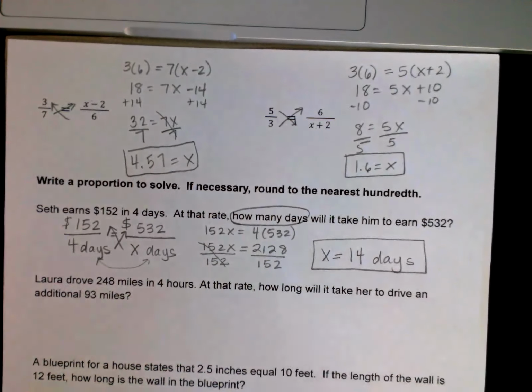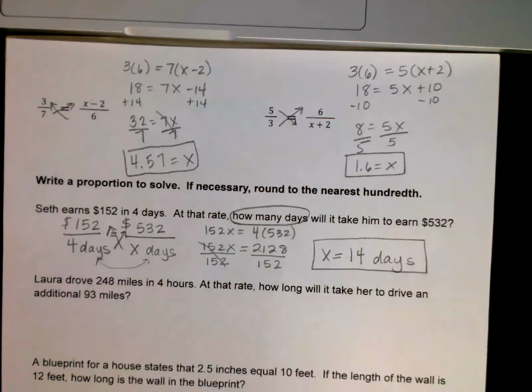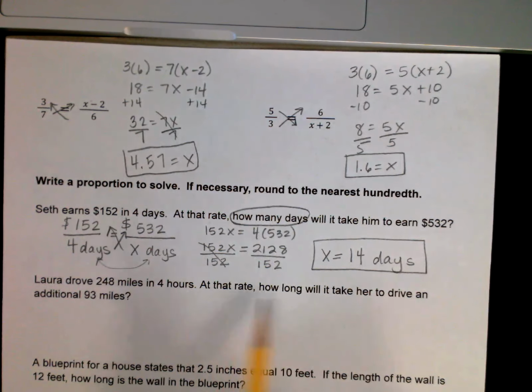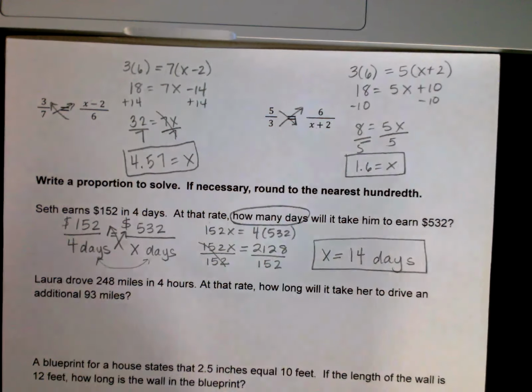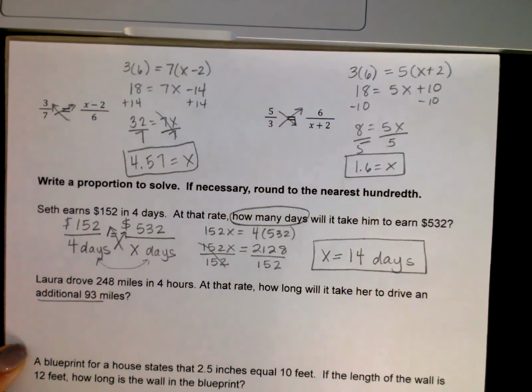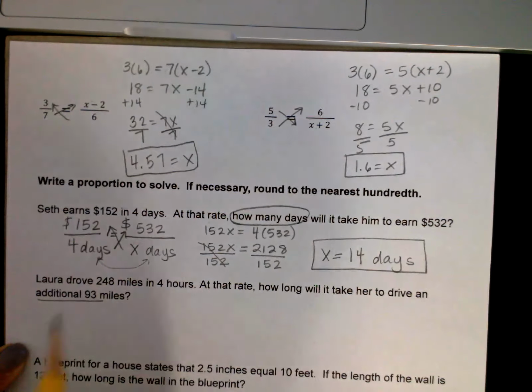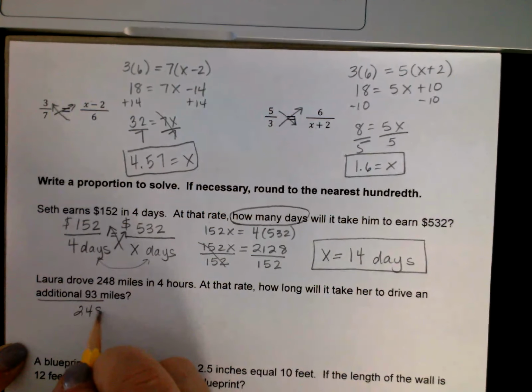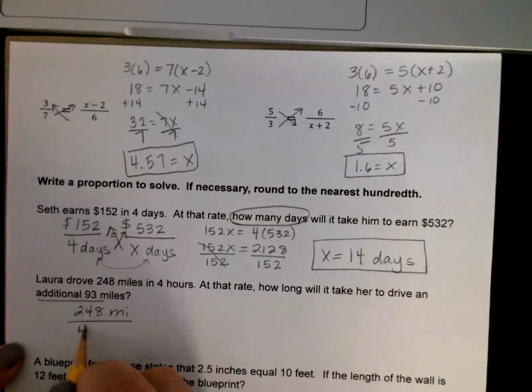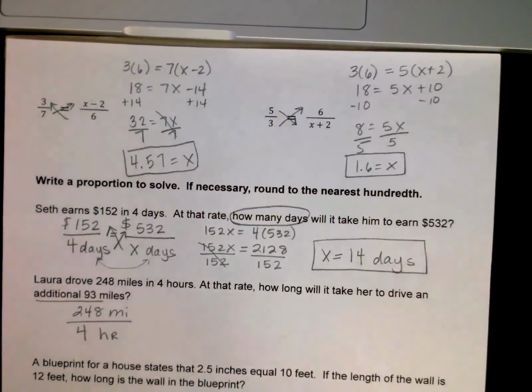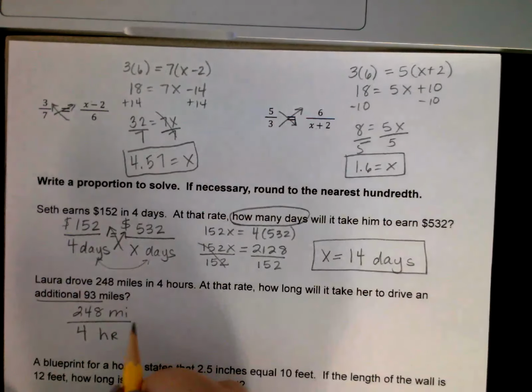Again, with the next one, we could go to the unit rate and figure it out, but we're working with proportions, so I'm just going to set up the proportion. As I do, remember, I'm going to line up things that relate. So Laura drove 248 miles in 4 hours. At that rate, how long will it take her to drive an additional 93 miles? So I'm going to start with what I know. We got 248 miles in 4 hours. Could I have put hours in the numerator? Absolutely. That does not matter, as long as when we write our second ratio, we are matching up hours and miles.